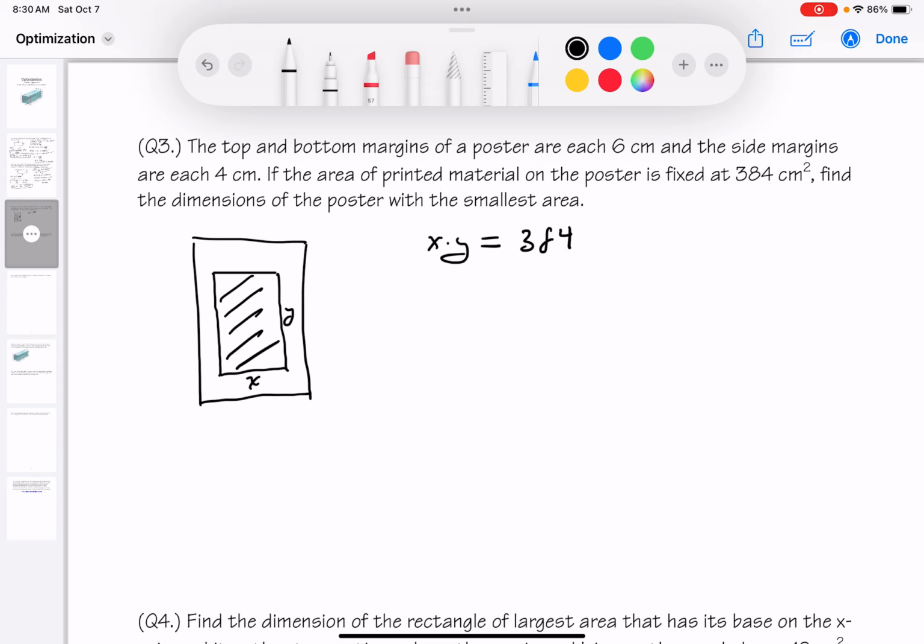All right, now someone says, what's their question? It says, find the dimensions of the poster. Well, the dimensions of the poster are going to be this over here. All right, what's this going to be? Y plus, remember it's got a border in top and bottom at 6 each, so that's 12.